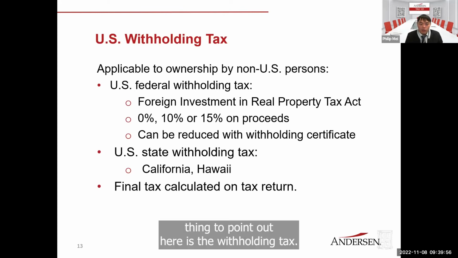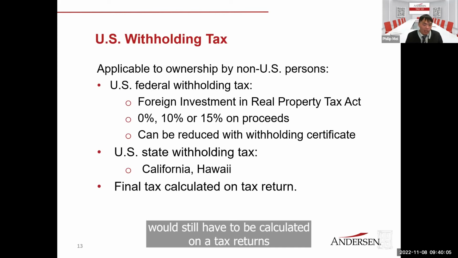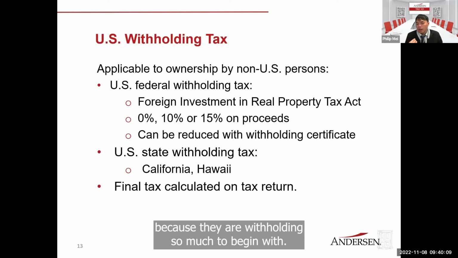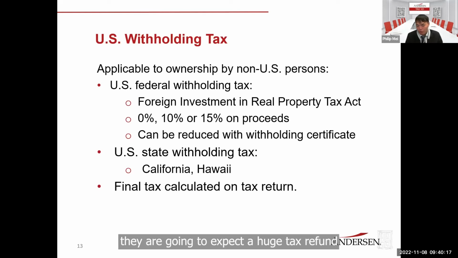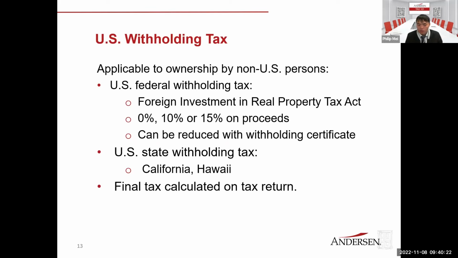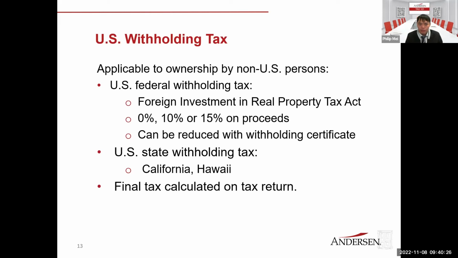And another thing to point out here is the withholding tax is just taken out of the proceeds, but the final tax payable still has to be calculated on a tax return. Because they are withholding so much to begin with, most taxpayers that have remitted tax at the sale are going to expect a huge tax refund whenever they file the return and calculate the appropriate tax payable, and the difference will be refunded back to them.